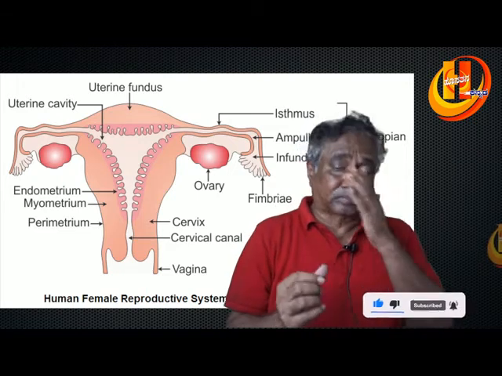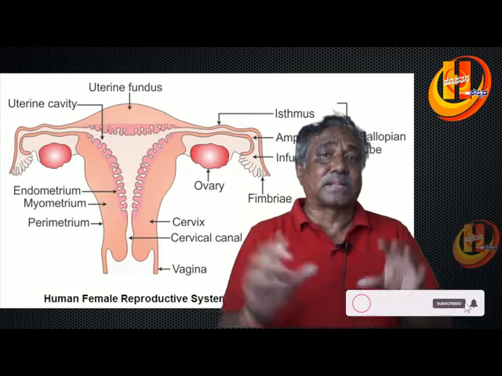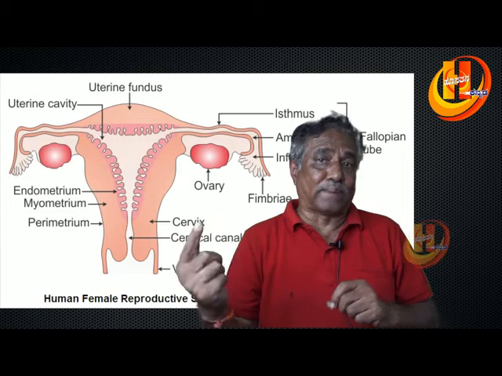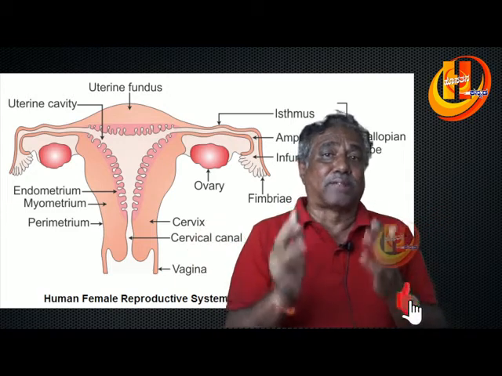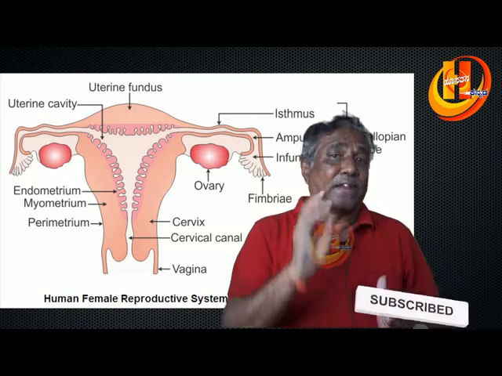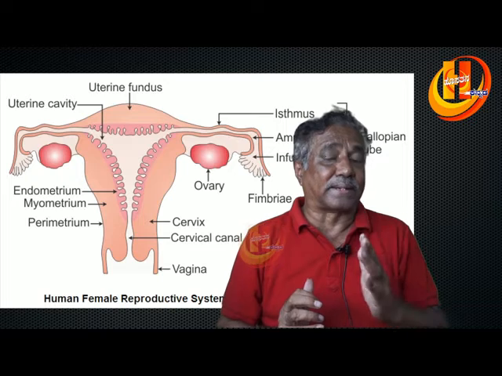And then there is the vagina or birth canal, surrounded by labia majora and two folds of labia minora. At the junction of labia minora, a finger-like projection called clitoris is present.